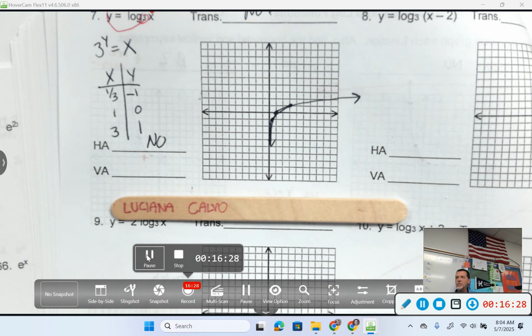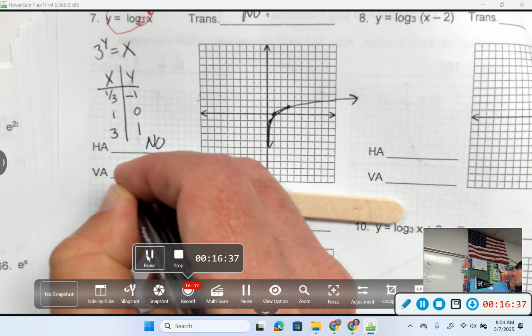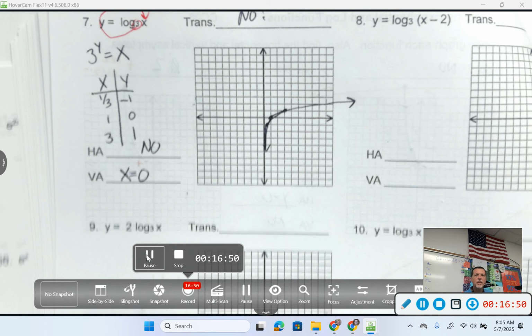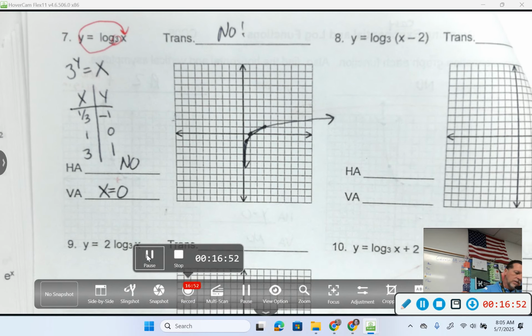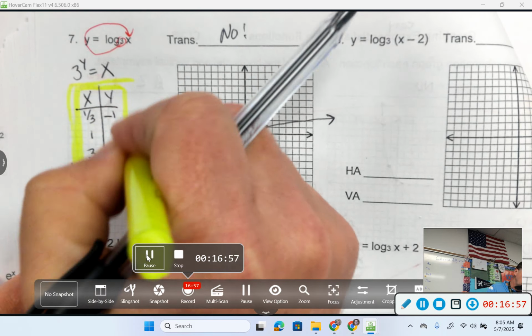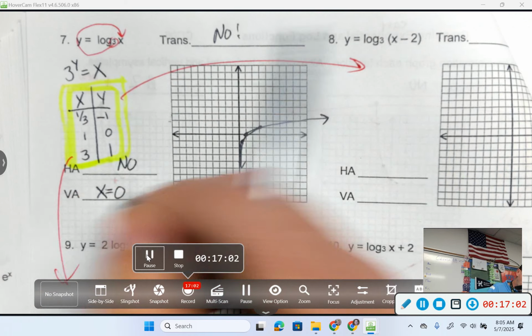Luciana, how about a vertical asymptote? Y equals 0 would be this. X equals 0. So it's sort of like our horizontal and vertical asymptotes traded places, but we switched X and Y, so that makes sense. Kind of the same thing from here on out. There's our parent function table. Now we'll just move that thing around all different ways.